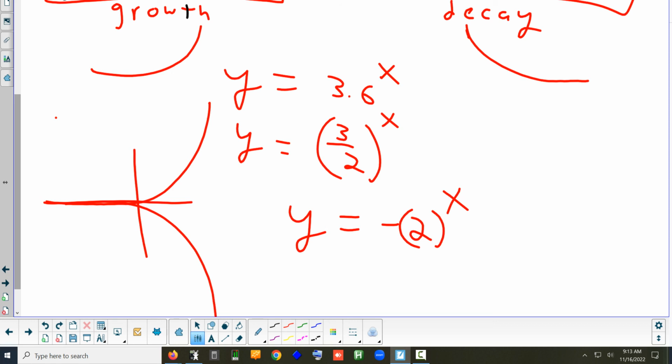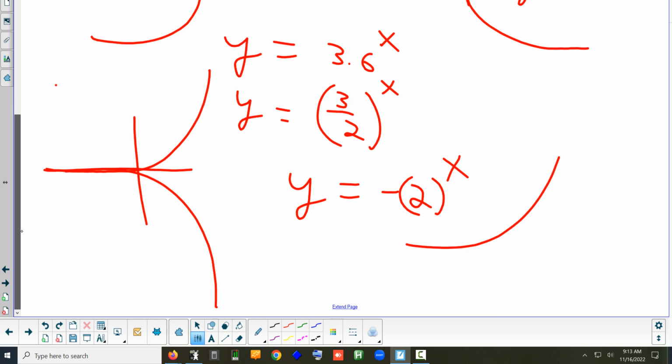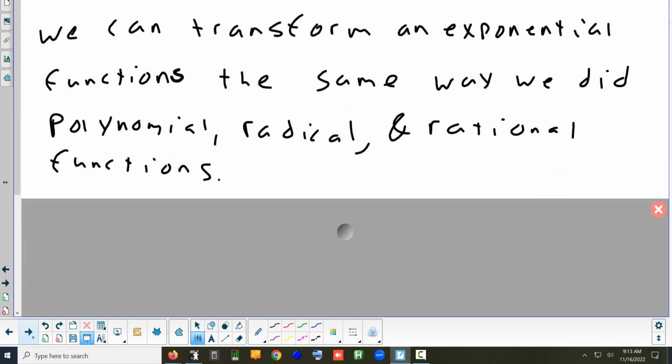So yeah, now that I think about it, you could still call this growth, but you have to say it's been reflected. Because most people, when you say growth, they're going to think this. They're not going to think this bottom one. But if you say it's been reflected, then they would know. So yeah, I guess you could still call it that. I have to think about that.